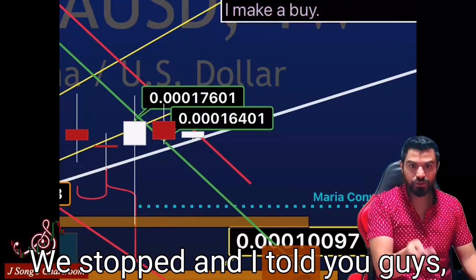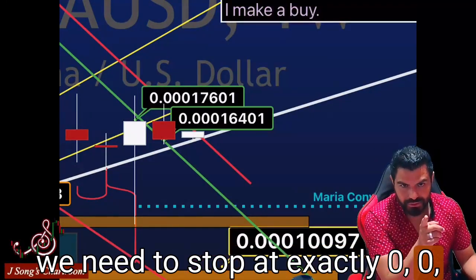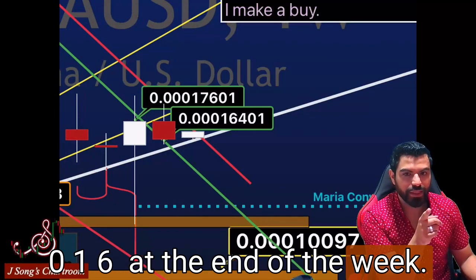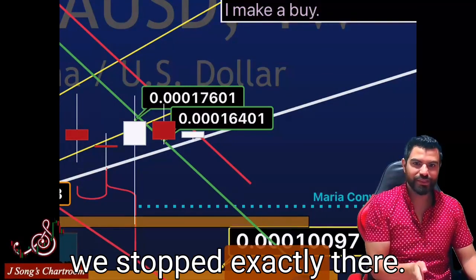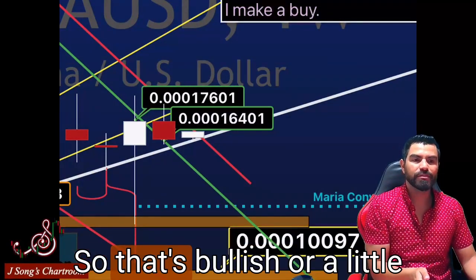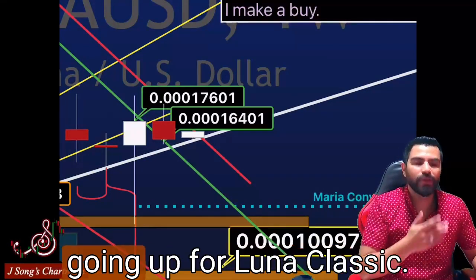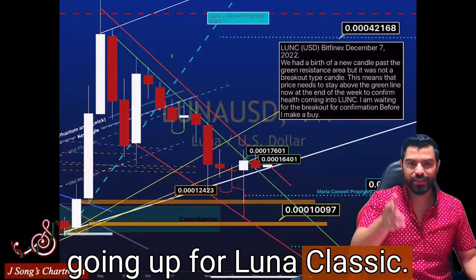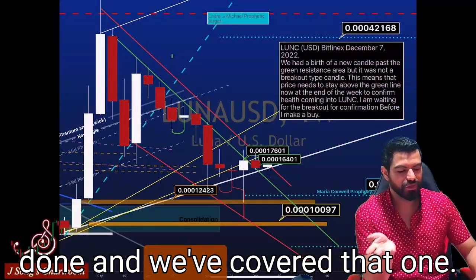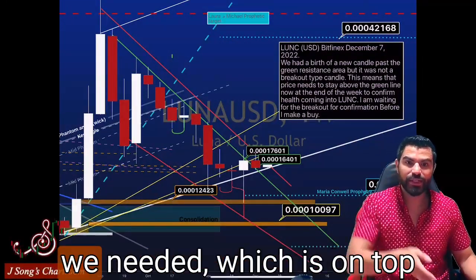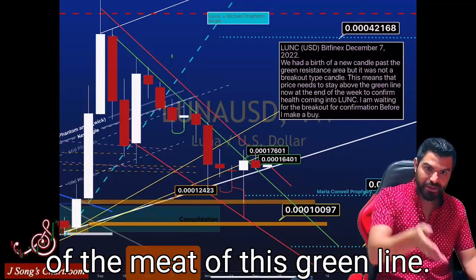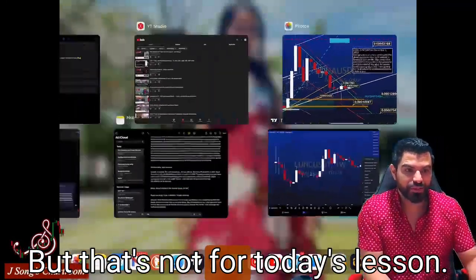We stopped, and I told you guys we need to stop at exactly 0.00016 at the end of the week. Guess what? At the end of the week, we stopped exactly there. So that's bullish, or a little bit healthy, I should say. Now we need price to start going up for Luna Classic. So that was one chart we've done, and we covered that one, and we stopped exactly where we needed, which is on top of the meat of this green line. But that's not for today's lesson.